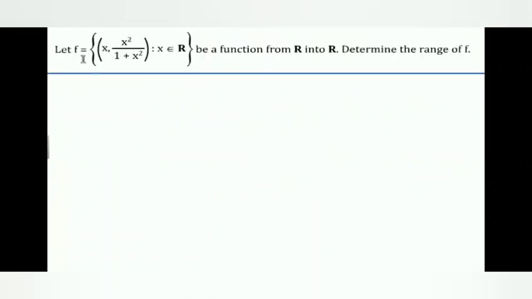Now next question, let f is equal to x and y is equal to x square upon 1 plus x square, x belongs to R, be a function from R into R, determine the range of f. Okay, wait a minute.